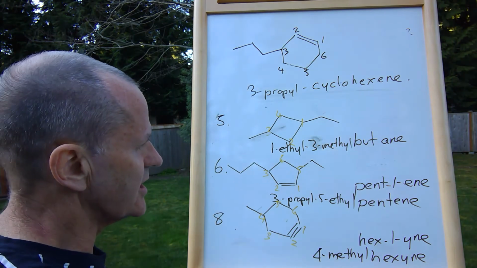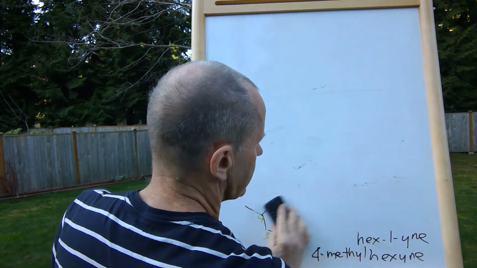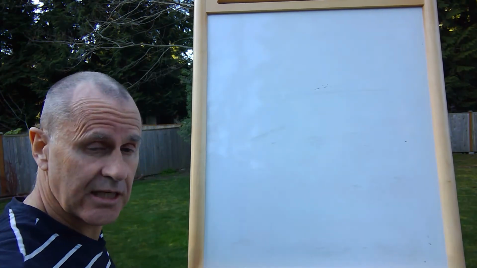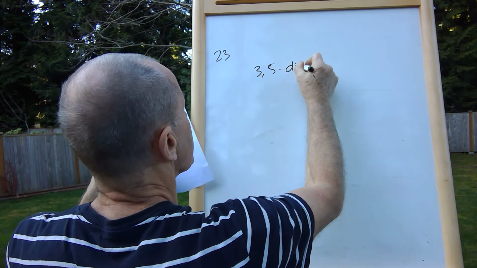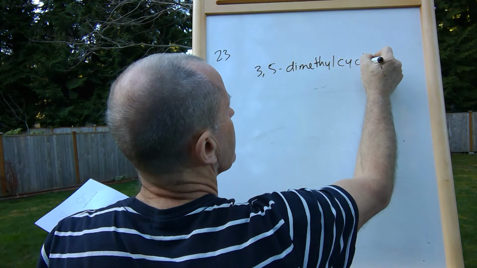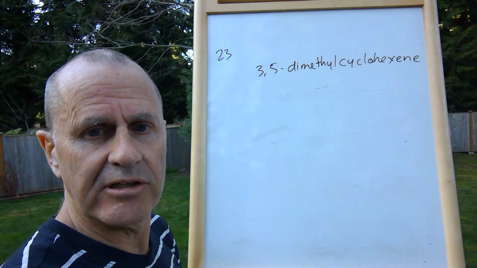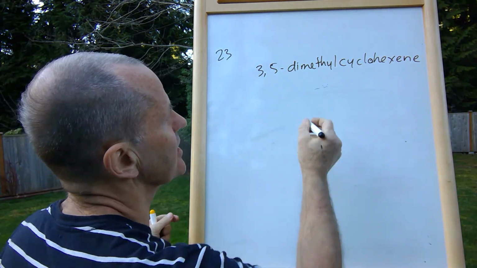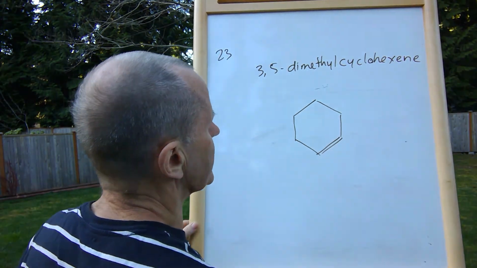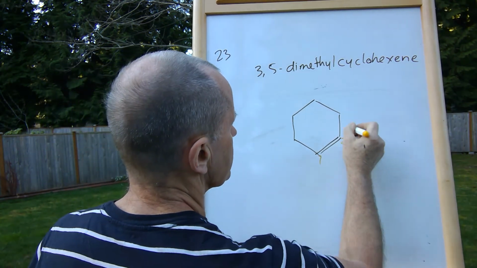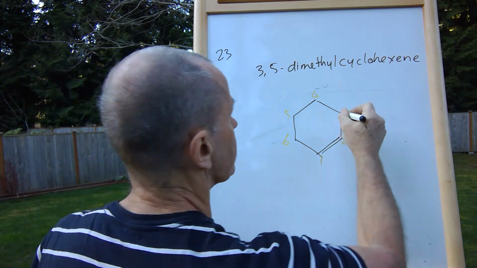And there's only one more I want to do because it's in the second column, and we may as well do one from the name to the structure. So let's rub this out. And the one I want to look at is number 23. And number 23 is 3,5-dimethyl cyclohexene. And you notice they haven't bothered to put hex 1-ene. It's simply that you know we're going to start the numbering from the double bond. So the first thing we draw is a hexagon. Very pretty. We put the double bond wherever we want, and we start numbering 1, 2, 3, 4, 5, 6. And then we see that on the 3rd carbon and on the 5th carbon, there are methyl groups.